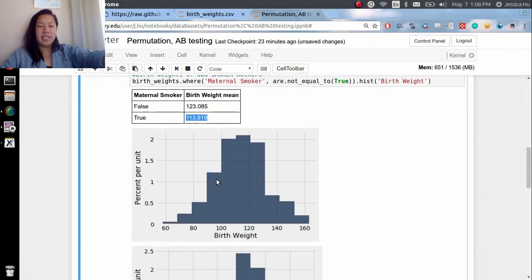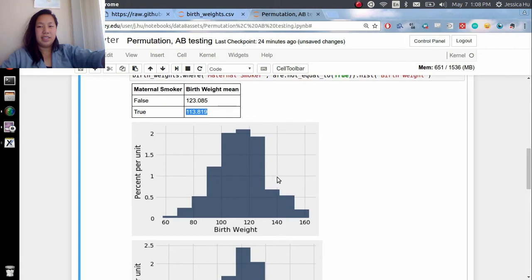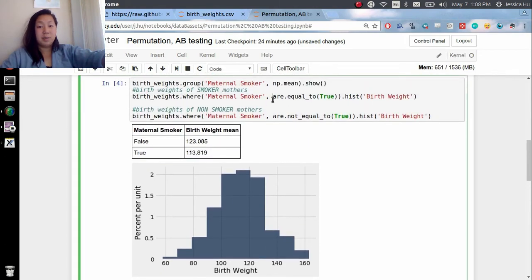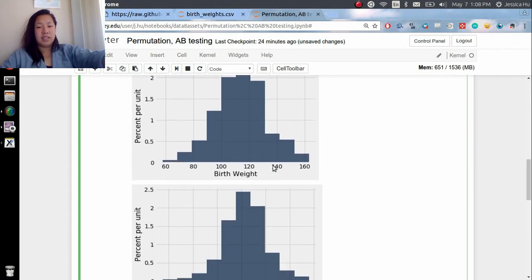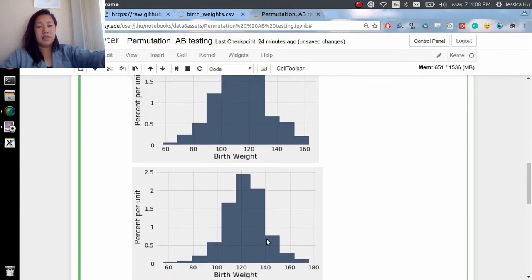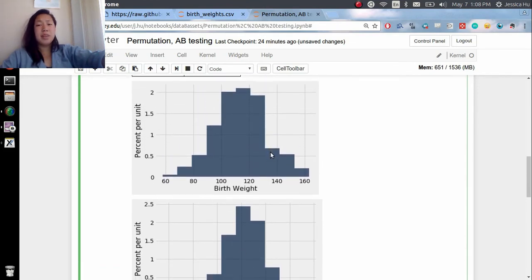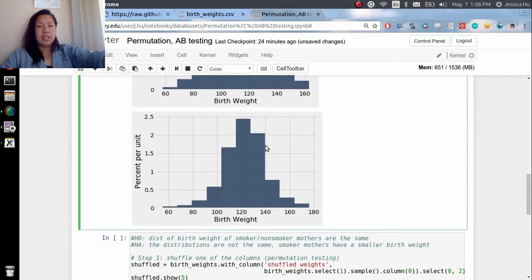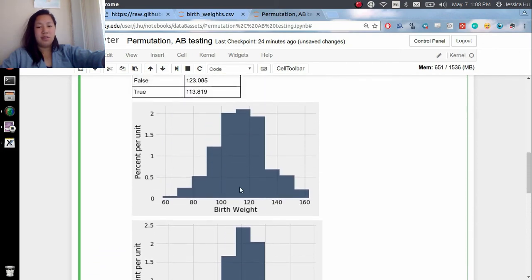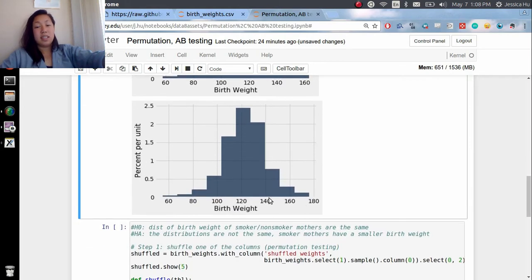And then you can also see here is the birth weight of smoker mothers, and the birth weight of non-smoker mothers is this one, and they both have pretty similar shape, but as you can see, this one is centered around this mean, so it's like 115 maybe, and then this one is centered a lot higher, which is around 120 or maybe even a little higher than that. So we're just going to compare these two distributions.